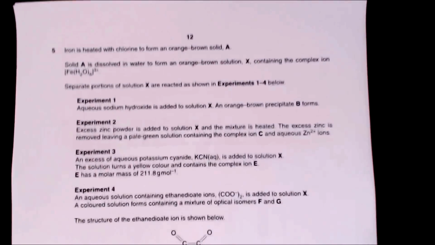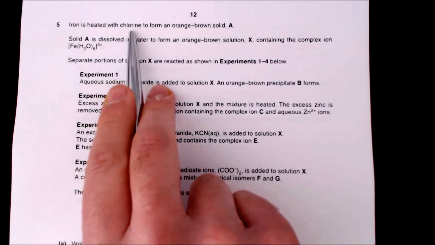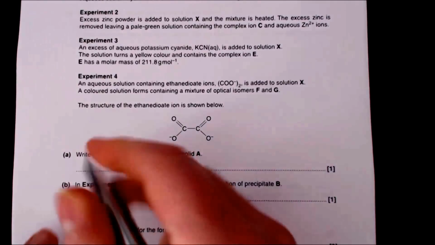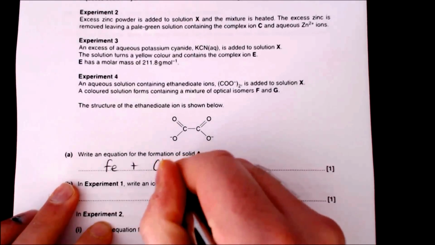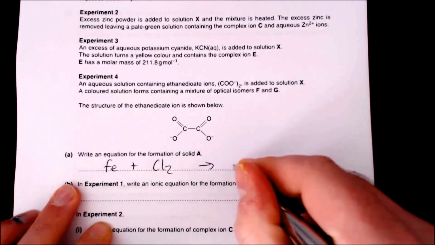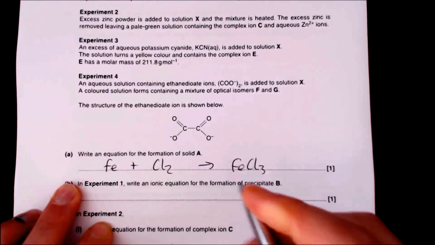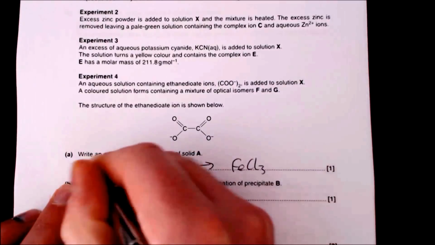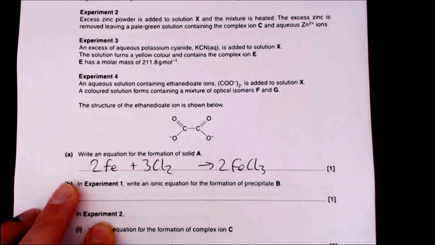So if we go back up to the top, it says iron is heated with chlorine to form an orange-brown solid. So the orange-brown solid is iron chloride. So we just need to write the reaction there. So the equation is going to be Fe plus Cl2, and that will form iron chloride. This is FeCl3, and we need to balance that as well. So you can see that we need a 3 there, a 2 there, and a 2 there, and that should make it all balanced. Okay.